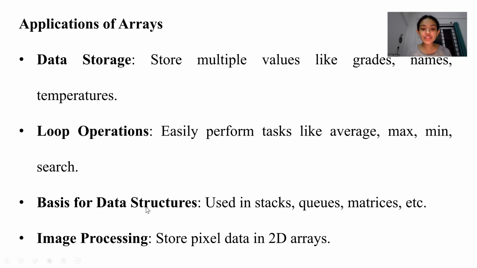Next one is image processing. When we look at any image, each image is made up of pixels. If you look into the details of that image, you can see that there will be numbers, 3 to 4 digit numbers by other 3 to 4 digit numbers. So 2D arrays are used to store that pixel data.